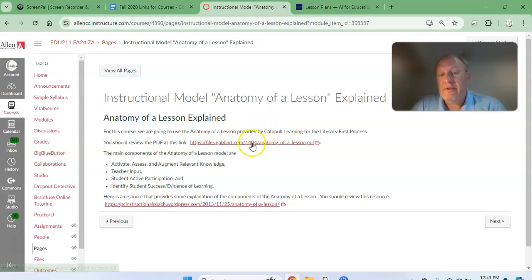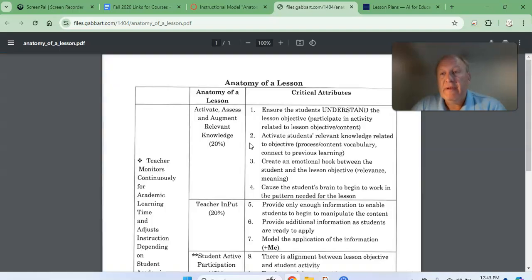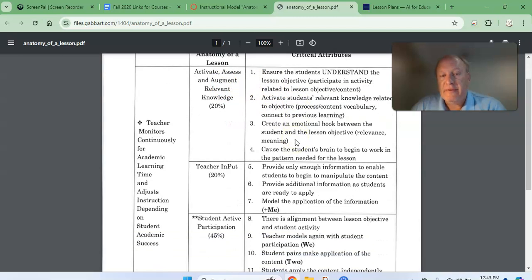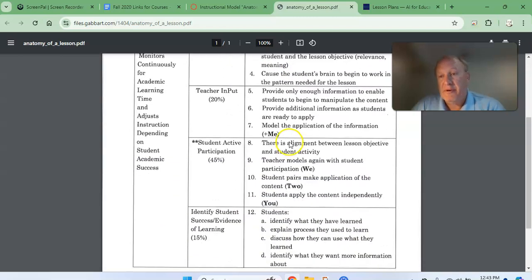So you should read through this and open up this PDF. This PDF gives you an overview of the anatomy of a lesson. It talks about the pieces and gives you some attributes of each. So take a look at this, and you might want to print this in your notebook because we're going to be referring to this a lot.